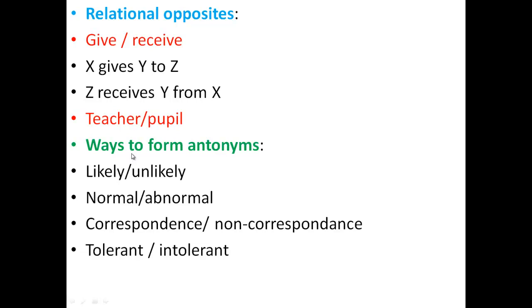Now we can talk about some other ways, some morphological processes through which we can obtain the notion of antonymy. Look here, likely, unlikely. Here we add this prefix un. Normal, abnormal, this ab here. Correspondence, non-correspondence, tolerant, intolerant. So different morphemes can serve to show the same meaning. Okay?